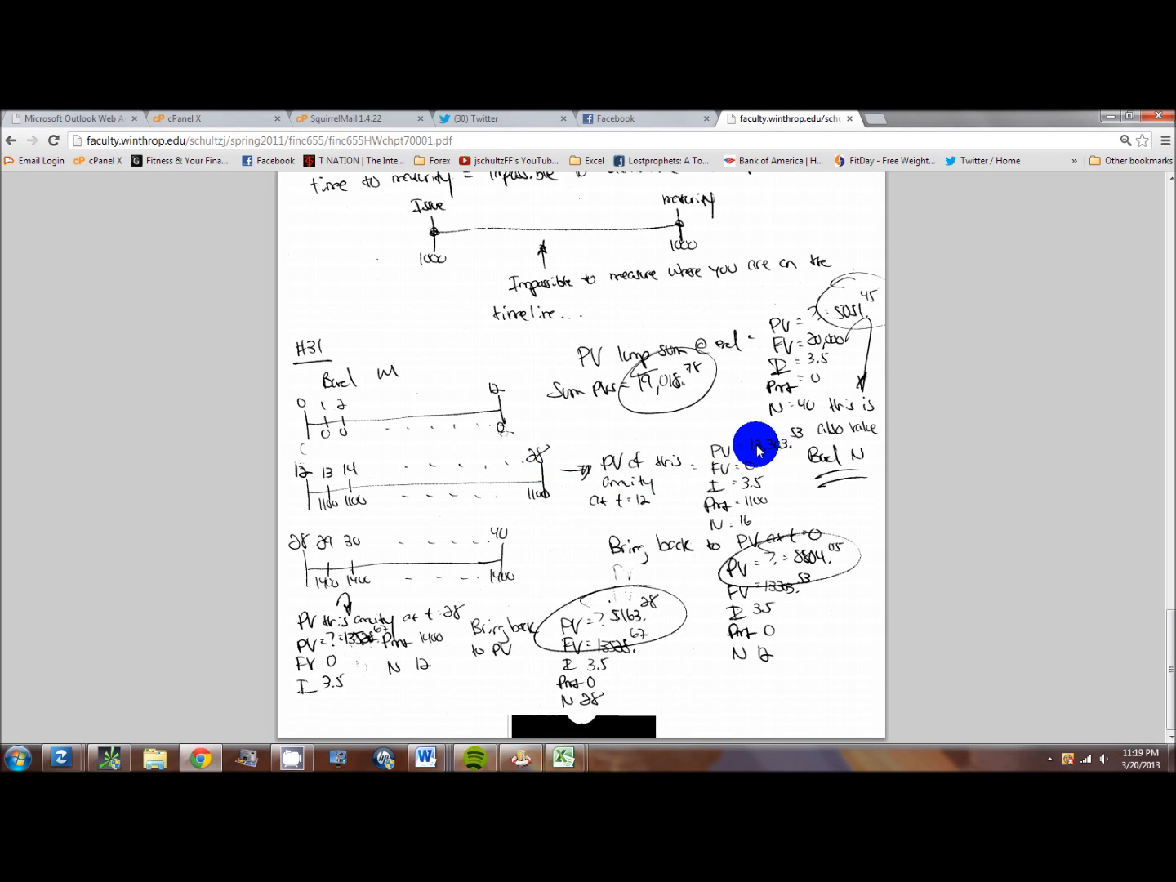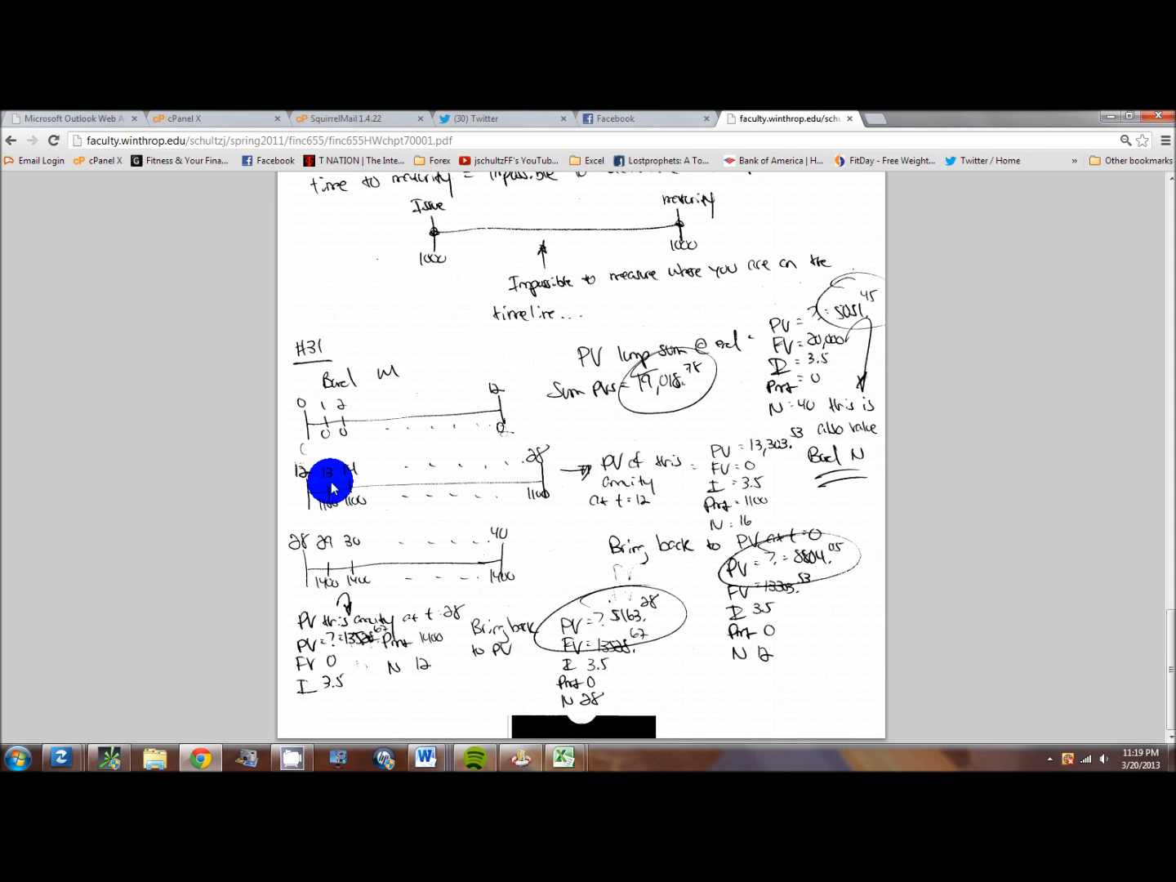But that number, if I had to put this number on the timeline somewhere, it would go at time equal 12. That's why you see PV of this annuity at time equal 12, because the annuity does not begin until time equal 13. So much like I think we've gone through this before in the first section of the class with time value of money stuff, right?